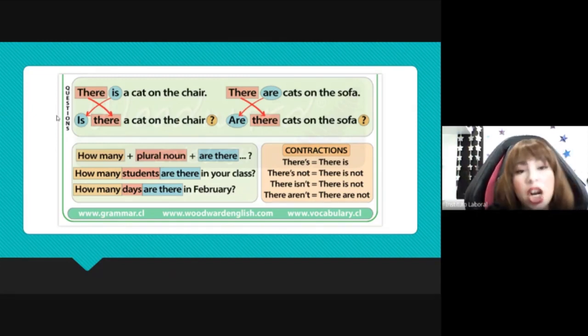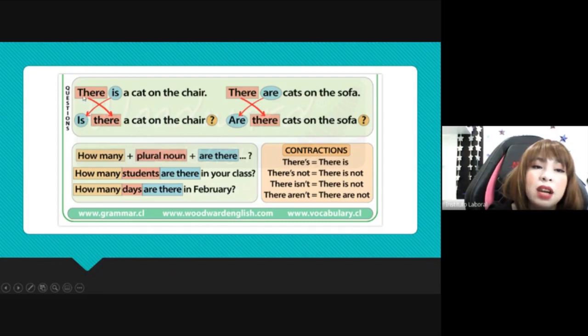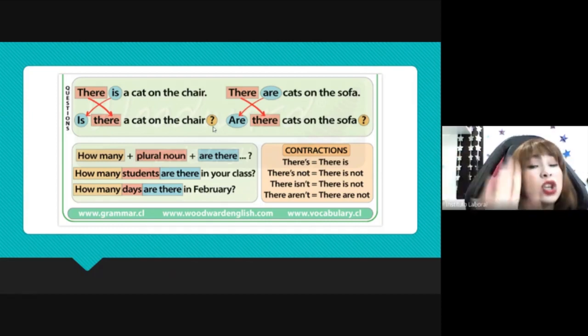Is there a cat on the chair? You can see here the switch of position. Is becomes number one, there second. Is there a cat on the chair? Now the intonation changes at the end, plus the question mark. Remember, in English, we use the question mark at the end of the sentence. In Spanish, we use it at the beginning and at the end, but in English, just at the end.